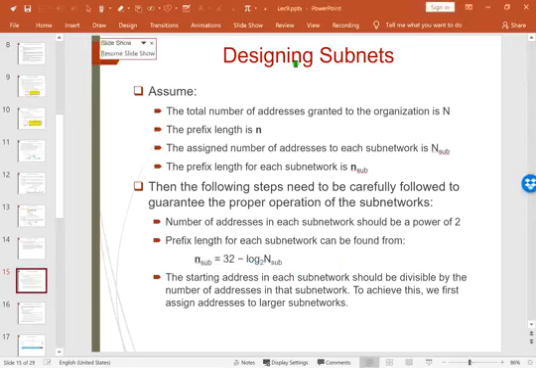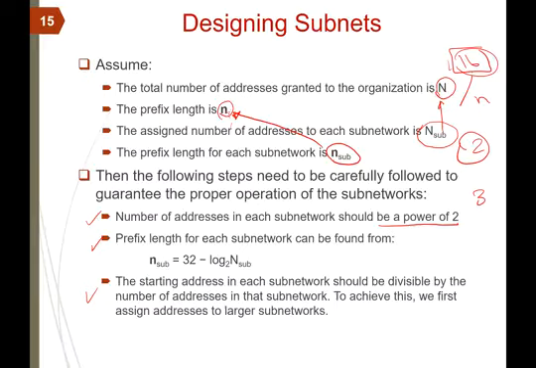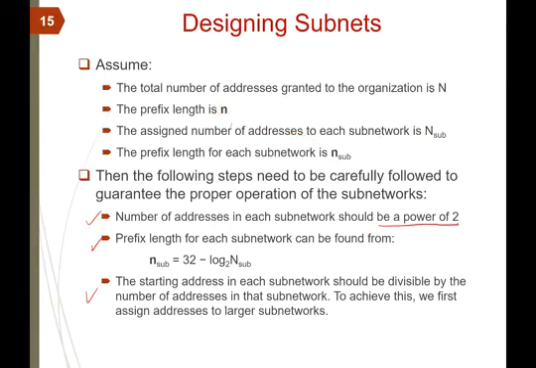This is important. You have to know how to design subnets. So to design subnets, we assume these things first. The original number of addresses before subnetting is n, and the subnet mask prefix length is n. So this is the original without subnetting.